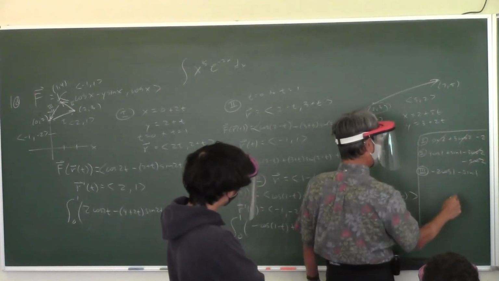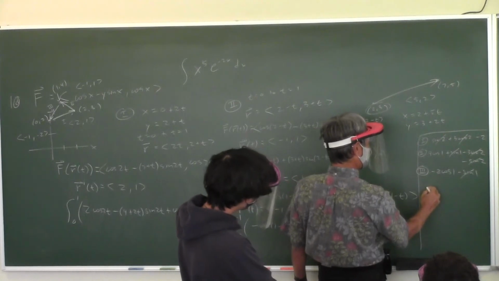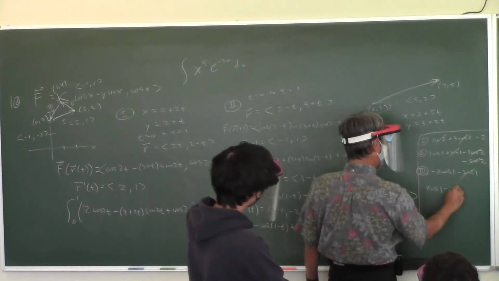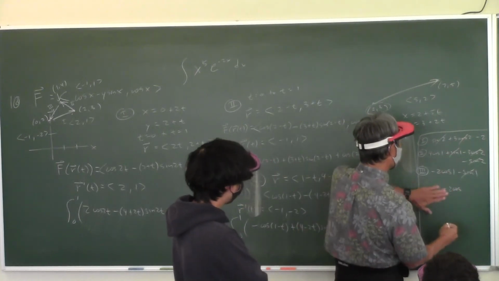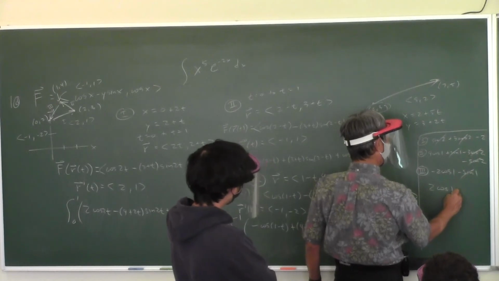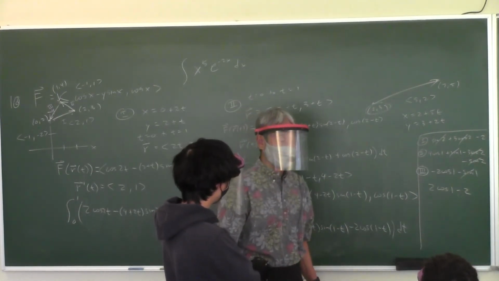This and this, this and this. So what's left? 0. No. 4 cosine 1 minus 2 cosine 1. Come on, you can add those up. Isn't that just 2 cosine 1 minus 2? Wait, the answer is 0. Who said the answer is 0? The answer is 0.